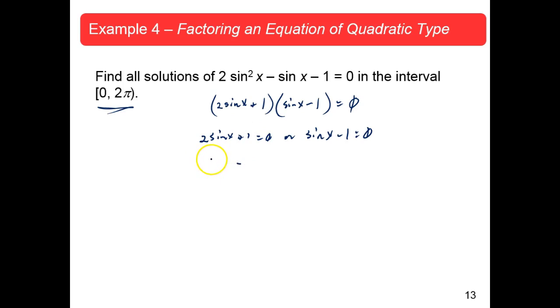Okay. 2 sine x, what did you say again? Is equal to negative 1, is that what you said? Okay, and then divide by 2. Is that right? Okay, good deal. So sine x is equal to negative 1/2. Or sine x is equal to 1. Okay, let's deal with the first one first. Looks a little familiar, doesn't it? Where in the world is sine x equal to negative 1/2?